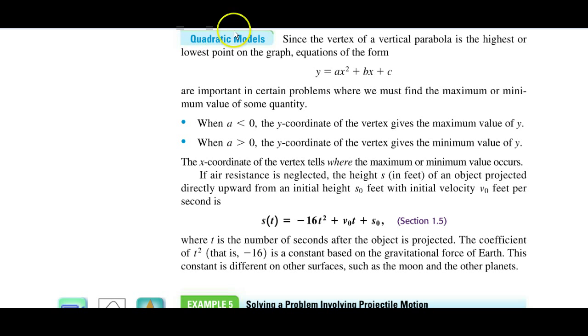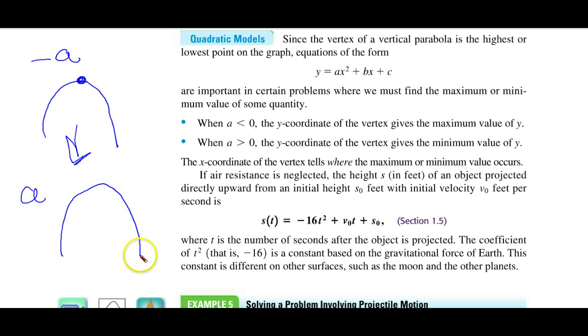And here we're getting into the vertex of a vertical parabola, which is the highest or lowest point on a graph when it's in this form. Now remember, if A is negative, the vertex is going to be the highest point because this will open downward. If A is negative, your parabola will open downward, and the vertex is your highest point. If A is positive, then your parabola will open upward, and that is your lowest point. So we speak of maximum and minimum.